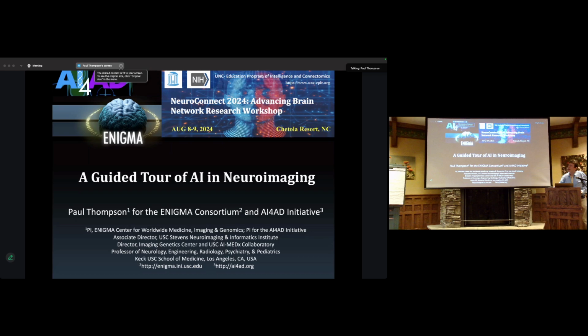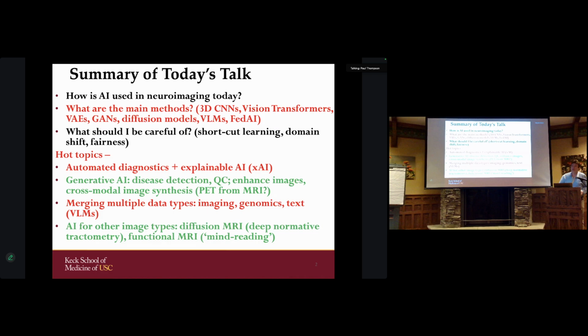So a summary of today's talk is we'll talk about how AI is used in neuroimaging today. What are the main methods? Maybe some of these are familiar to you. Convolutional neural networks, vision transformers, variational autoencoders, generative adversarial networks, diffusion models, which are very topical, vision language models, and also federated AI. What should I be careful of?